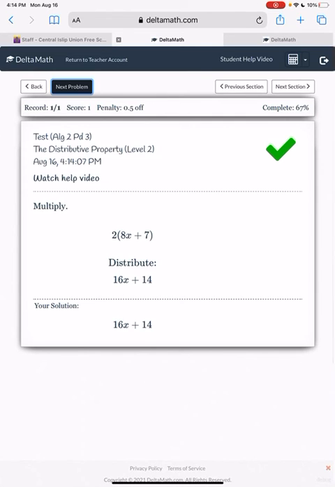All right, and you can see that I only had to do one of these problems and I got 1 out of 1 right. If you get something wrong, you're going to have a penalty of 0.5 off. So you have to complete the slope. I had to do 2 problems. You're not done until you get 2 problems correct. So it'll keep on having you do problems.